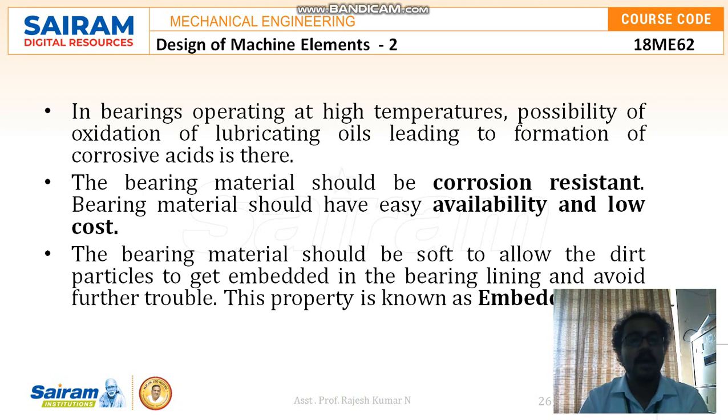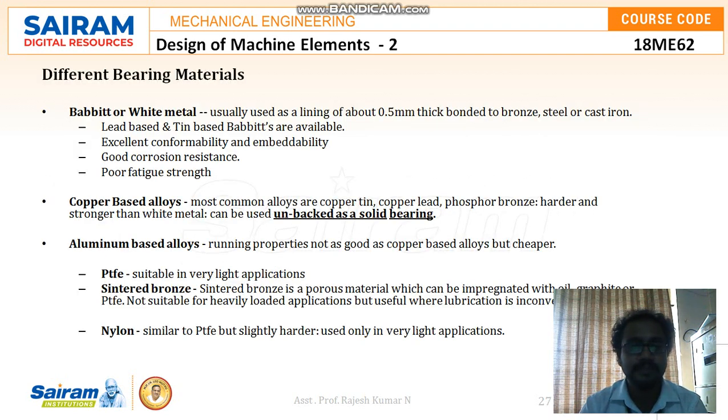In bearings operating at high temperatures, there is a possibility of oxidation of lubricating oils leading to formation of corrosive acids. So the bearing material should be corrosion resistant, and should have easy availability and low cost. The bearing material should be soft to allow the dirt particles to get embedded in the bearing lining and avoid further trouble. This property is known as embeddability.